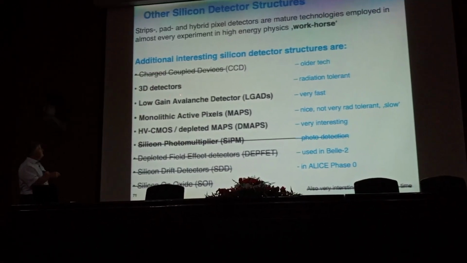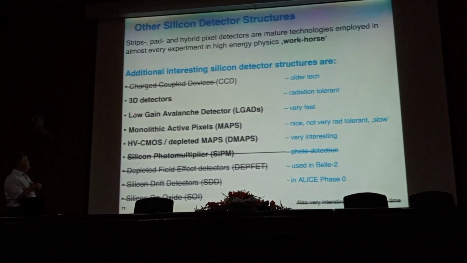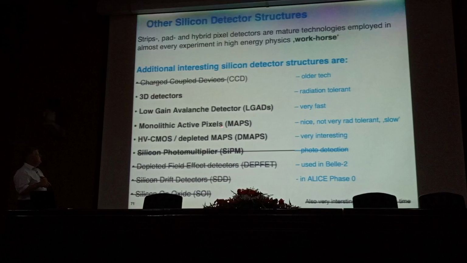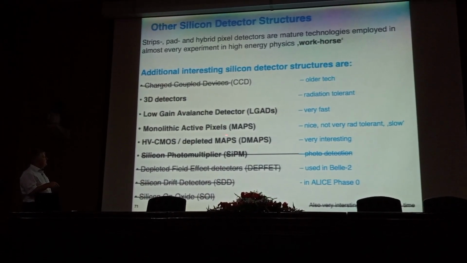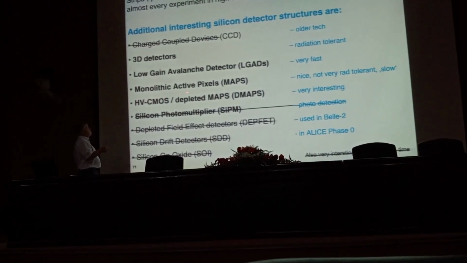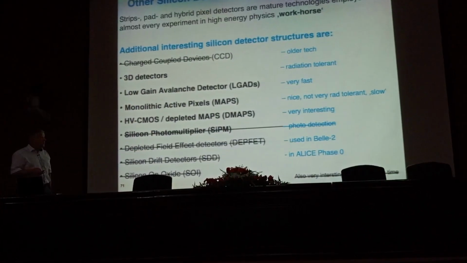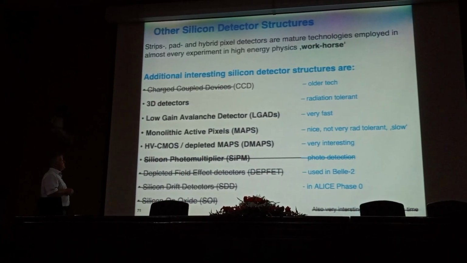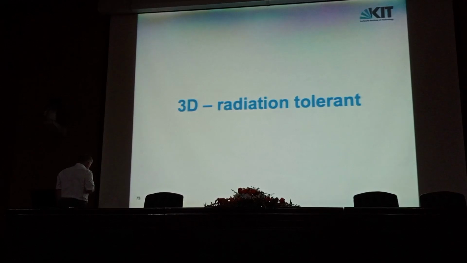But these are the ones. ATLAS is using it already, and we will use it in phase 2. The low-gain avalanche detector we will use in phase 2. The monolithic active pixel is being used in ALICE as we speak, installed in the last shutdown. This depleted MAPS is the one that will be used for sure in ATLAS, and there was also a strong push to do it in CMS. We didn't put it in CMS, and they're not putting it in ATLAS, because for the next upgrade it was just not that sure. So let's go for 3D.